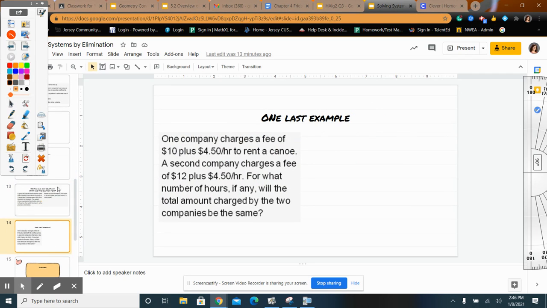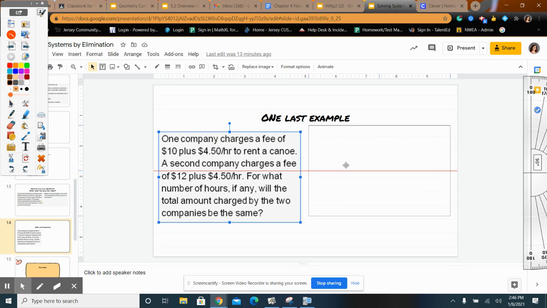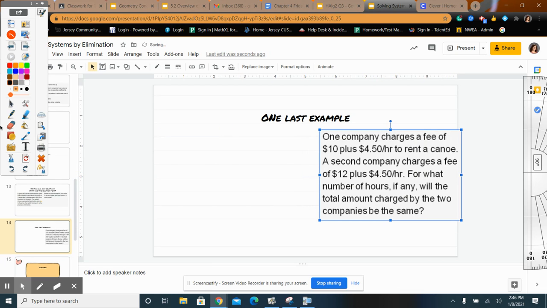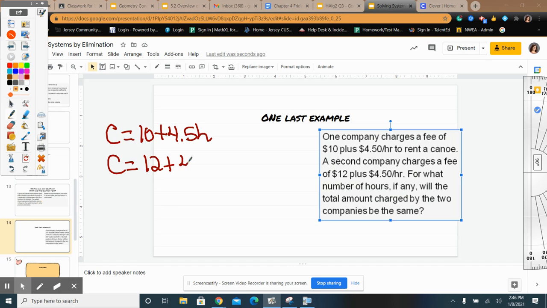Okay, one last example. I'm actually going to move this over here because of the dead spot in the board. One company charges a fee of $10 plus $4.50 an hour to rent a canoe. A second company is $12 plus $4.50 an hour. So this is an initial condition plus a rate of change, also a way you can write a line. They want to know when it will be equal. So what is the cost? The cost is going to be 10 plus 4.5 an hour for the first one, and the cost for the second one is 12 plus 4.5 an hour.